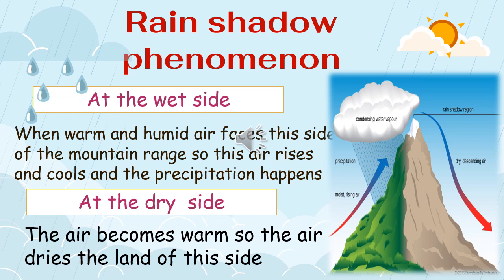What about the other side? On the other side, there is no rain, so it contains dry air only. So when the dry air comes to this area, it forms something like a desert or a dry place. So this side will be dry.